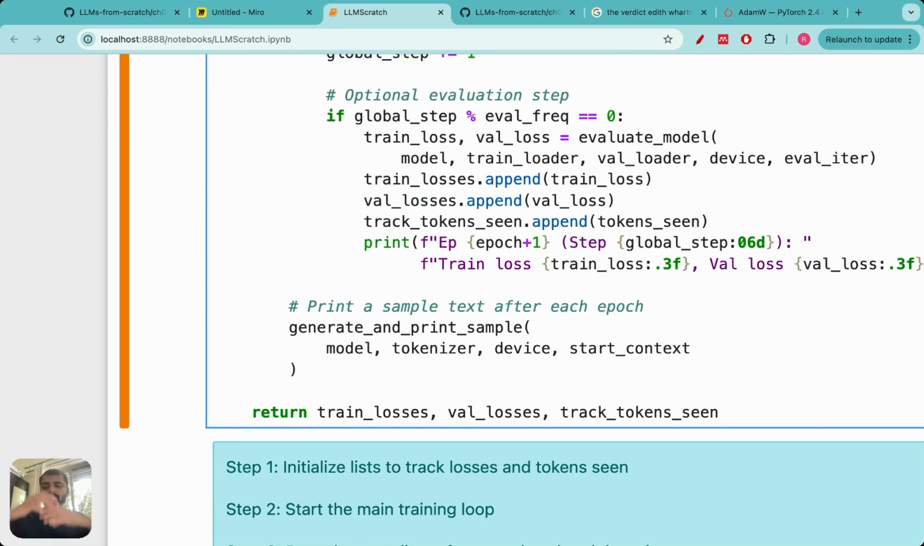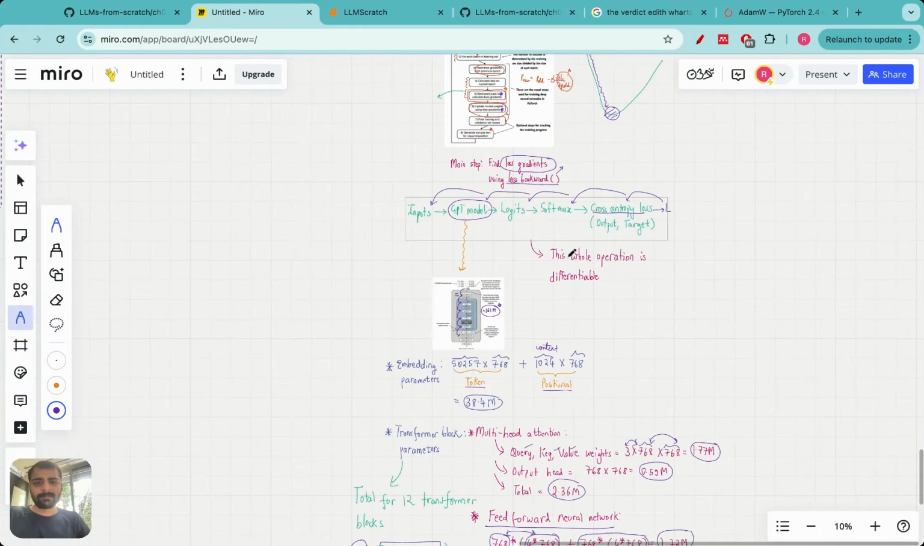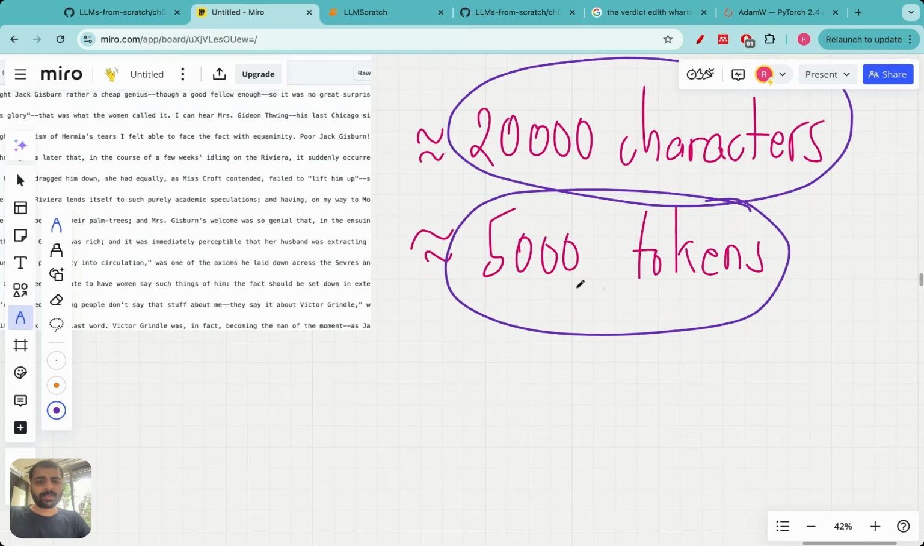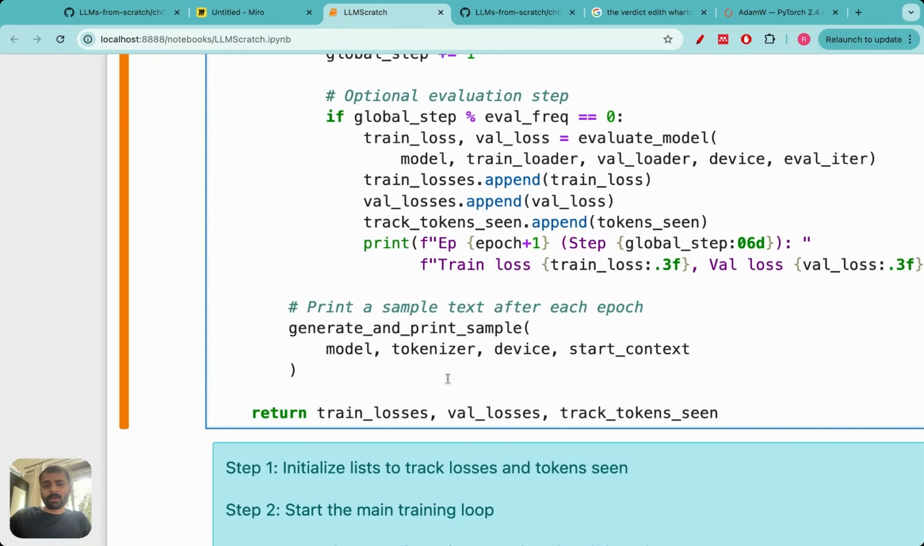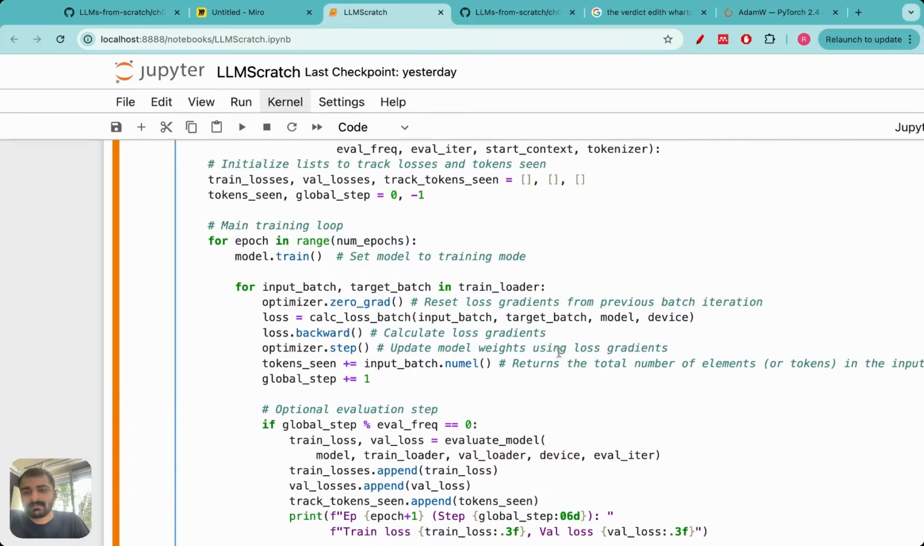So remember, one epoch will go through the entire data set once, right? And if we look at our data set again, I think it has around 5,000 tokens. So if the number of epochs is 10, which means we go through the entire data set 10 times, it actually means that the number of tokens seen should be 5,000 multiplied by 10. So it should be of the order of magnitude of 50,000. Just keep this in mind.